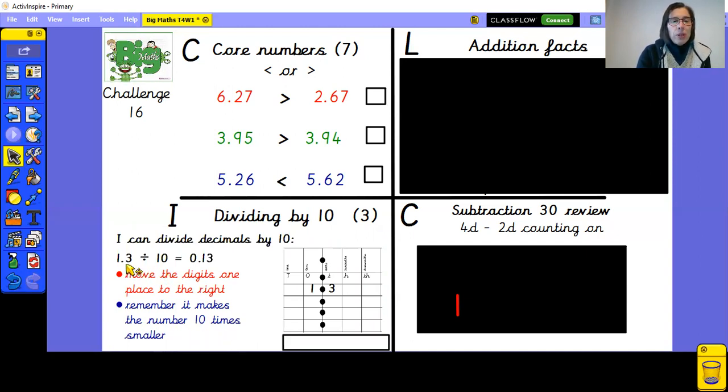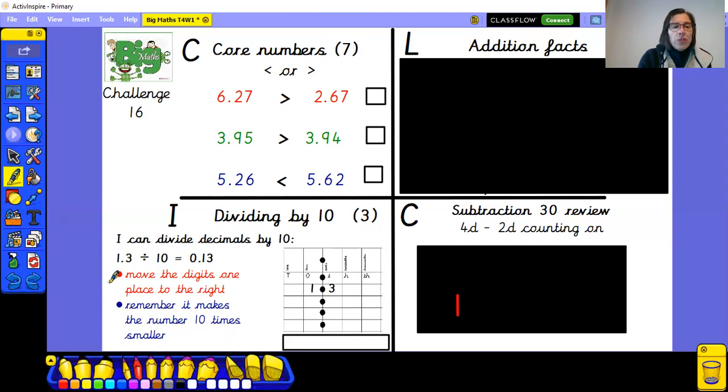So here, we've got 1.3, a decimal number, to divide by 10. And we've got the answer as 0.13. Now we need to check this answer. It says, move the digit one place to the right. So the 1 will come here. I will have the 1 here. The 3 will come here.